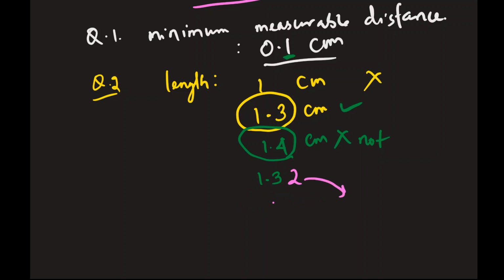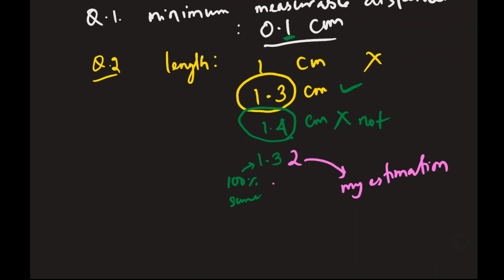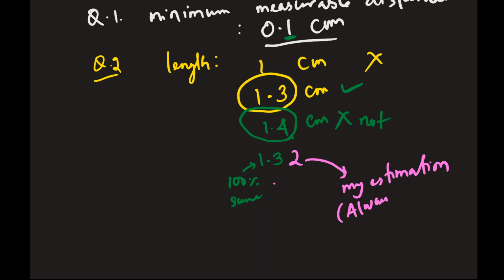So the green portion is 100% sure, and the last digit here is my estimation. And how many estimations can I do? I can always estimate one extra digit, right? My estimation is always one extra digit. All right, so this is how we measure.